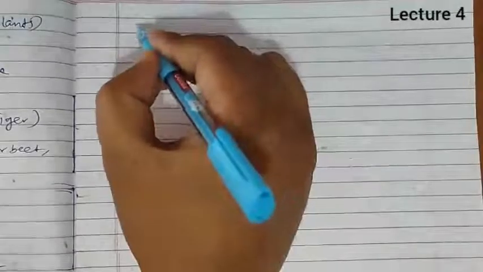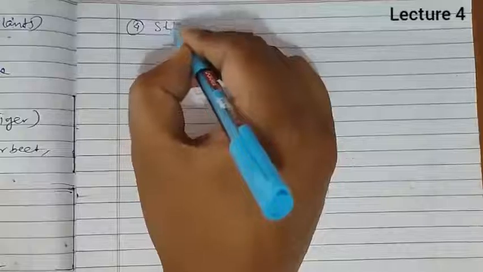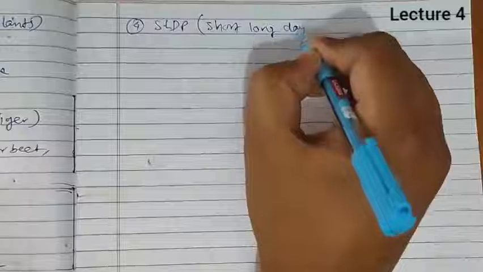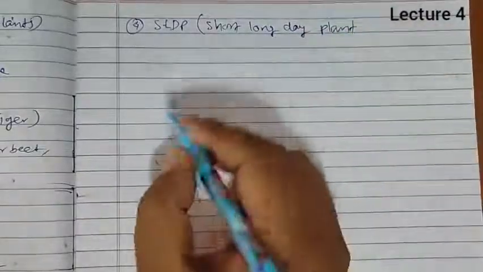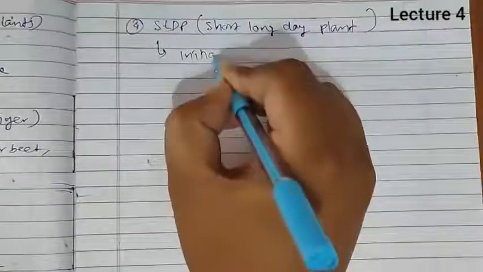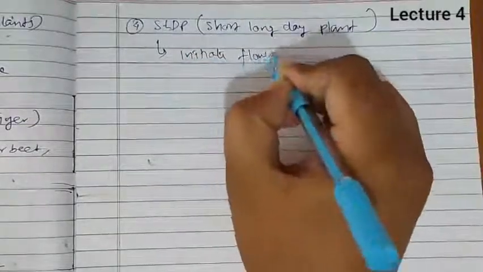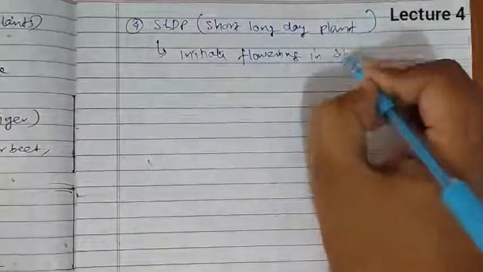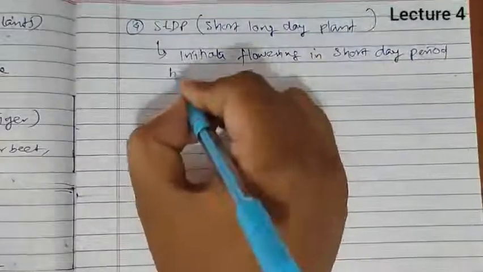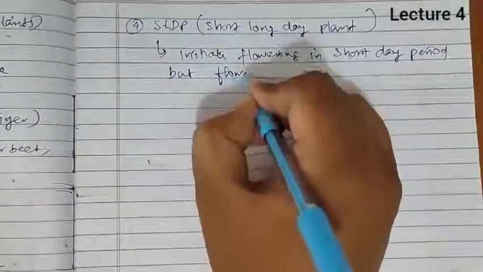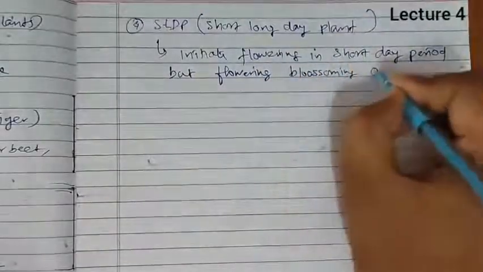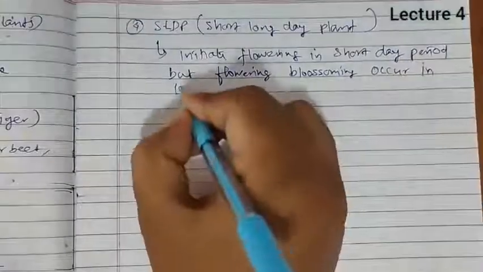There are some other type of plant like SLDP. They can be called as short long day plant. Now short long day plant means they initiate flowering in short day period, but flowering or blossoming actually occur in long period.